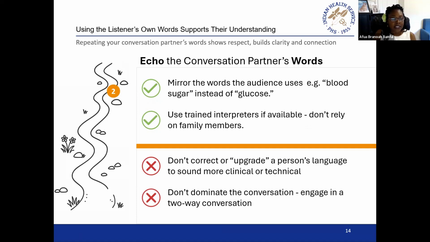The second thing in the path is echoing the conversation partner's words. Now, there is actually a much bigger issue here of even the very language that you speak, right? So echoing the partner's words means mirroring the words they are using. If they are saying blood sugar, you say blood sugar instead of saying glucose. This second one is about actually speaking in the language that they are speaking and using trained interpreters if it's available.